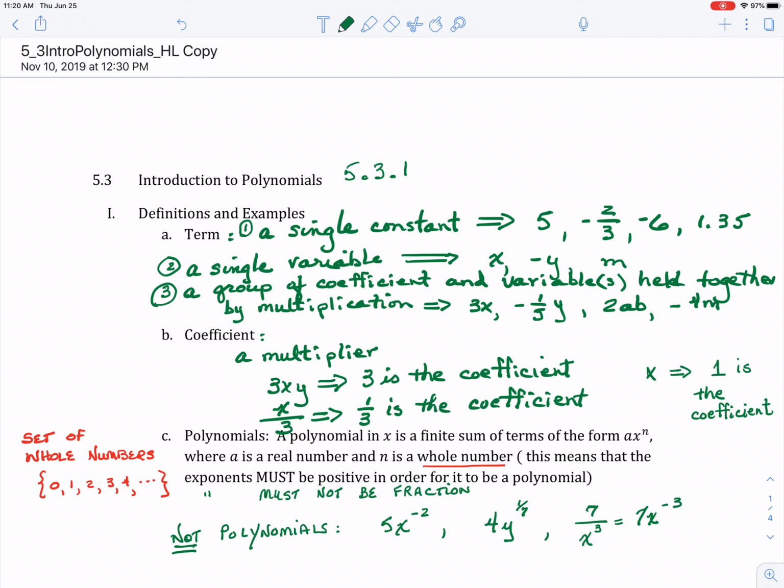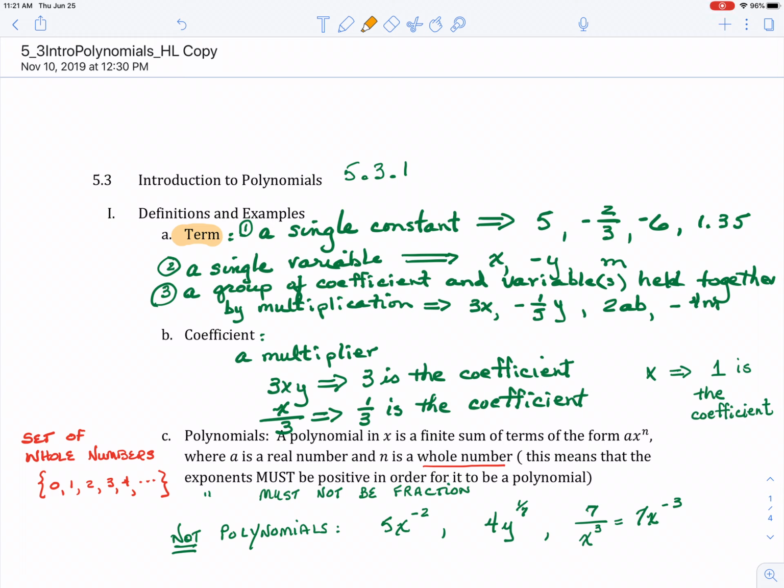The first word that we're going to talk about here is the word term. Very important word. A term can be one of 3 things. It can be a single constant, and you see I've got some examples there of constants: 5, -6, 1.35, -2/3. Or it can be a single variable, and so here are some examples of single variables: x, -y, m.